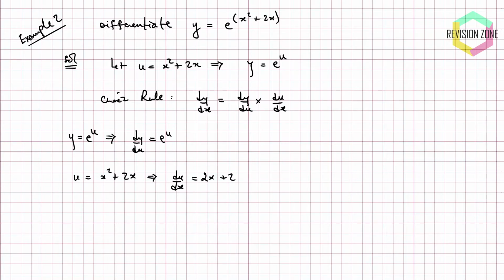So now I go back to the statement of the chain rule and substitute things in. dy/du is e to the u, so the first term I'm going to have is e to the u, and then my second term is du/dx, which is going to be 2x plus 2. So I'm going to just say 2x plus 2. Of course, I need brackets here because the whole thing is being multiplied.